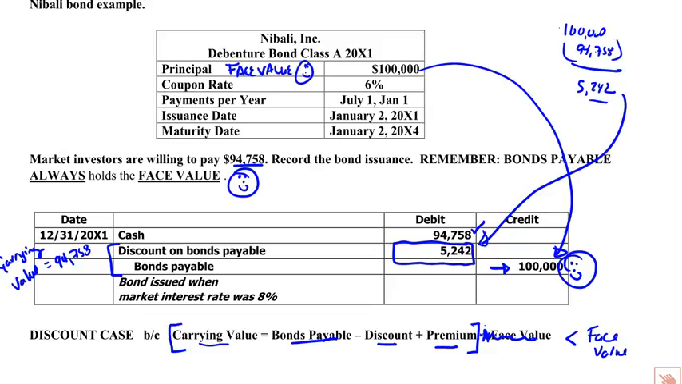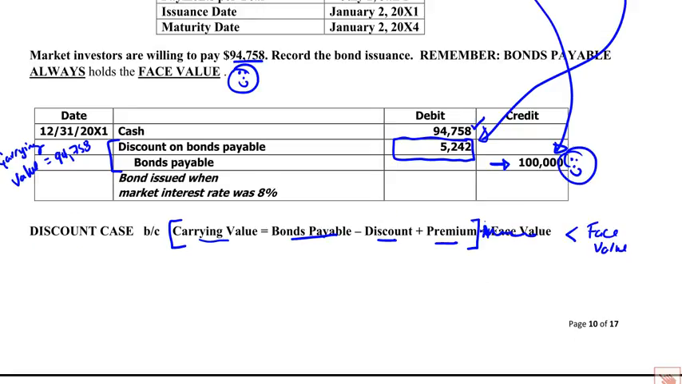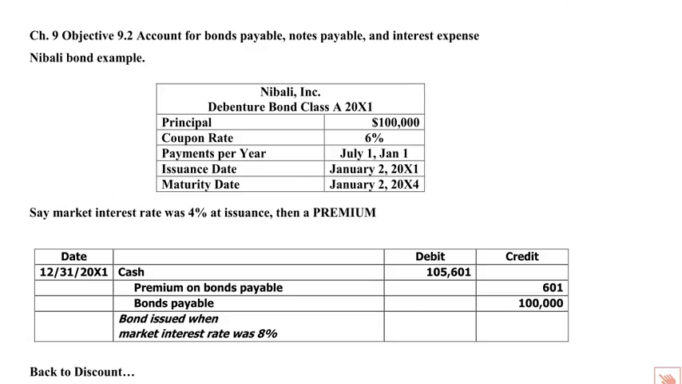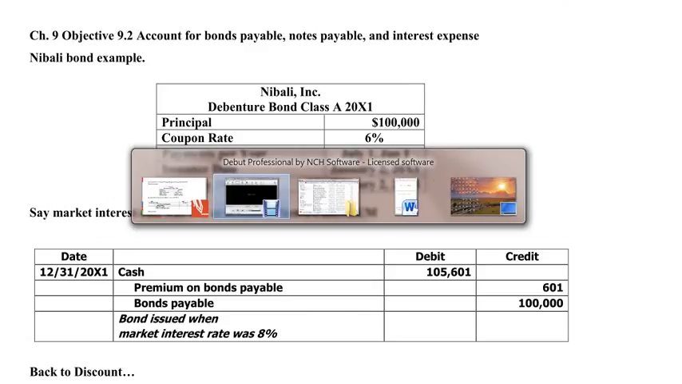Okay, so that's intro to a discount bond. Let's take a little break, and I think in the next one, we're going to do the premium issuance.